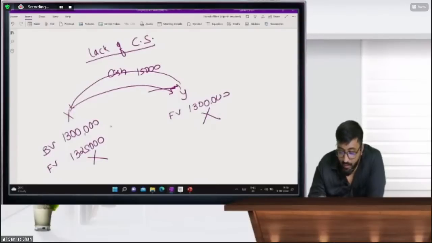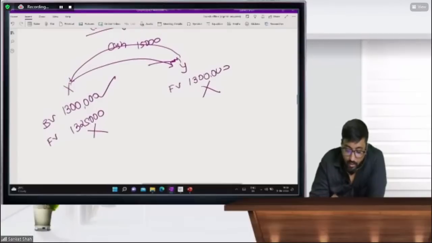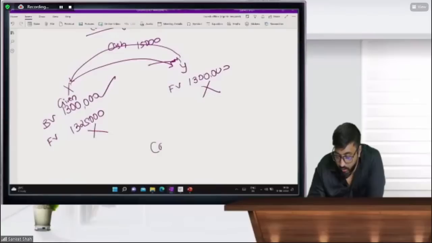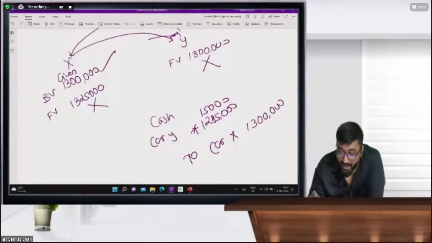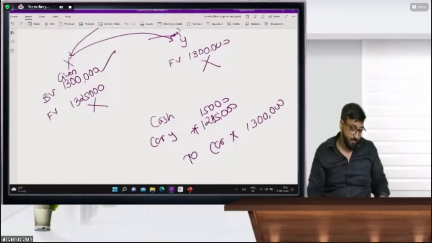So these two values are not important. Only the asset book value which is given up is important. So what comes in? Cash comes in, 15,000. Car Y comes in; it's a balancing figure. And you will record car X. There is no profit or loss in this. If there is a lack of commercial substance, there is no profit or no loss. 13 lakhs, and car Y you will record at 12 lakh 85,000. It's a balancing figure. So this is a simple entry.